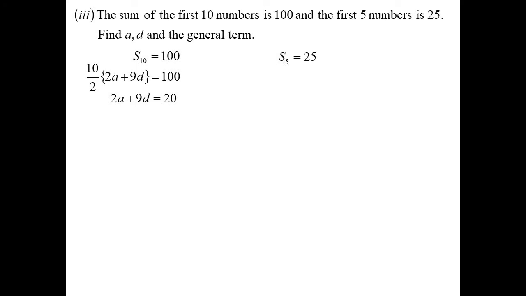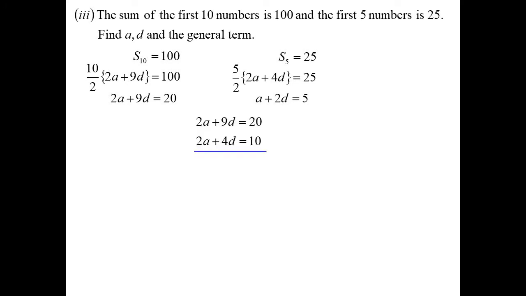We get 2a plus 9d is 20. We also know the sum to 5 is 25. So 5 on 2, 2a plus 4d, n on 2, 2a plus n minus 1d is 25. Play around with that. a plus 2d is 5. 2 equations, 2 pronumerals. It should be possible now with simultaneous equations to work it out.